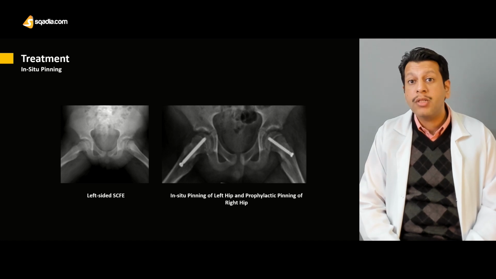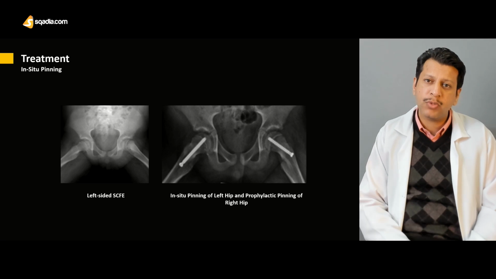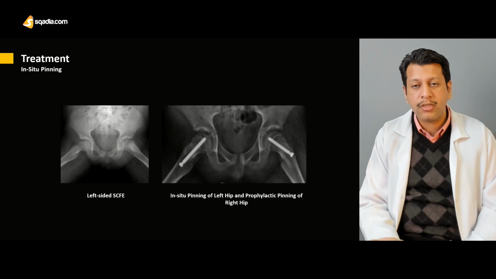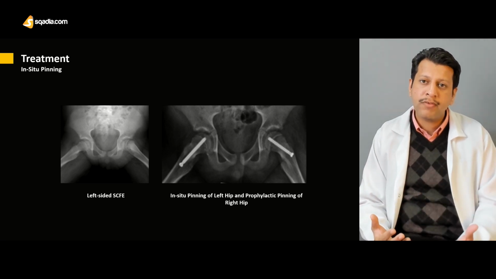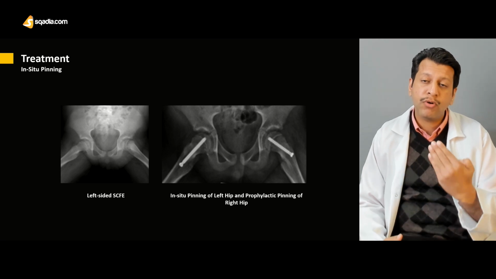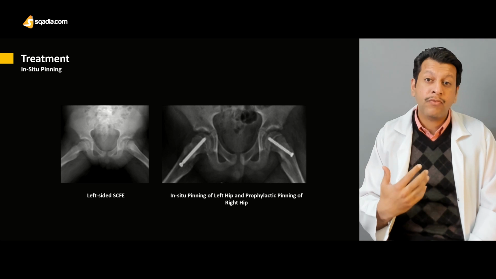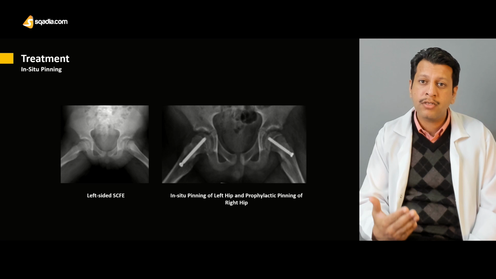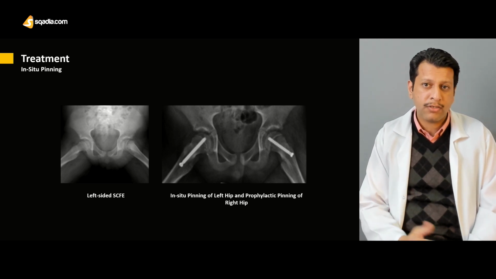But when to go with bilateral in-situ pinning? Do we need to go for the other side as well? For example, our patient has a problem on the right side. If the patient does not have a slip on the left side, should we have gone for in-situ pinning of the left side as well? That is an important question, because our patient's age was around 17 years.